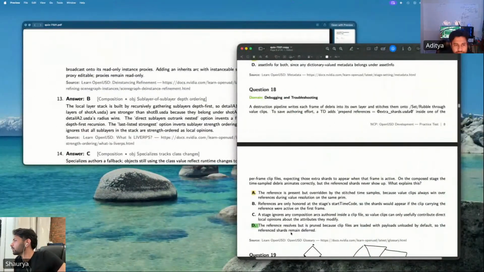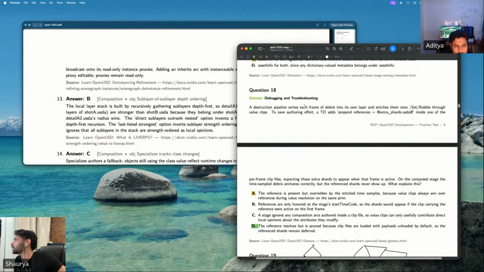So a destruction pipeline writes each frame of debris into its own file. It stitches them onto the rubble prim with value clips to save authoring effort. A TD adds prepend references for extra shards inside one of the per-frame clip files, expecting those extra shards to appear when that frame is on the composed stage.